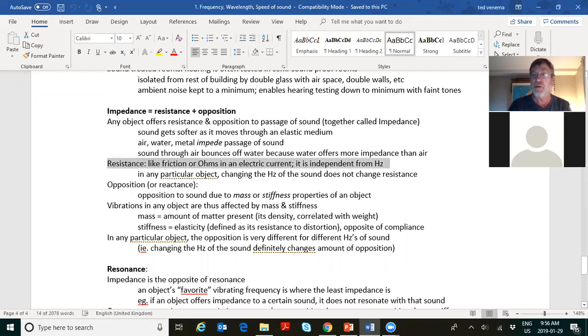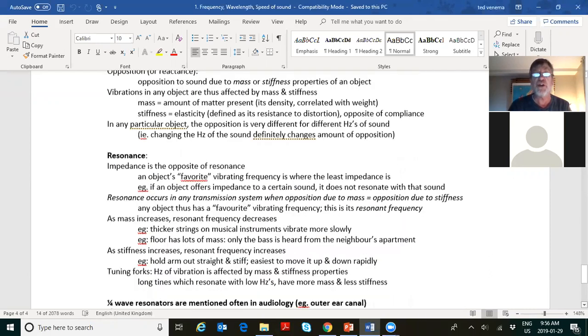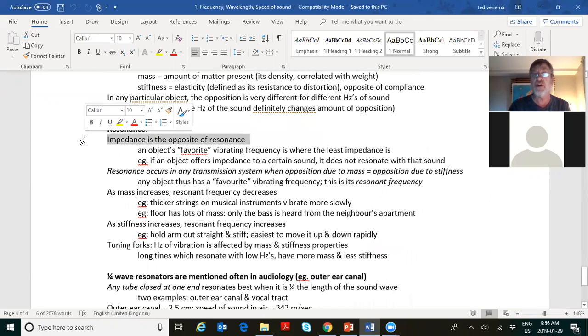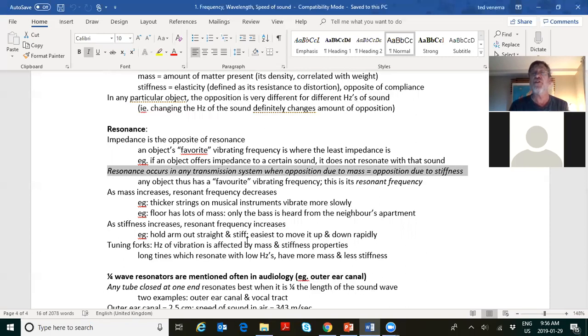All right, so we read down here, resonance, the opposite of impedance. It's an object's favorite vibrating frequency where the least impedance is. If an object offers impedance to certain sound, it doesn't resonate with that sound. Resonance in any transmission system, or anything through which sound passes, occurs when opposition due to mass is equal to the opposition to stiffness. An object thus has a favorite vibrating frequency. This is its resonant frequency.